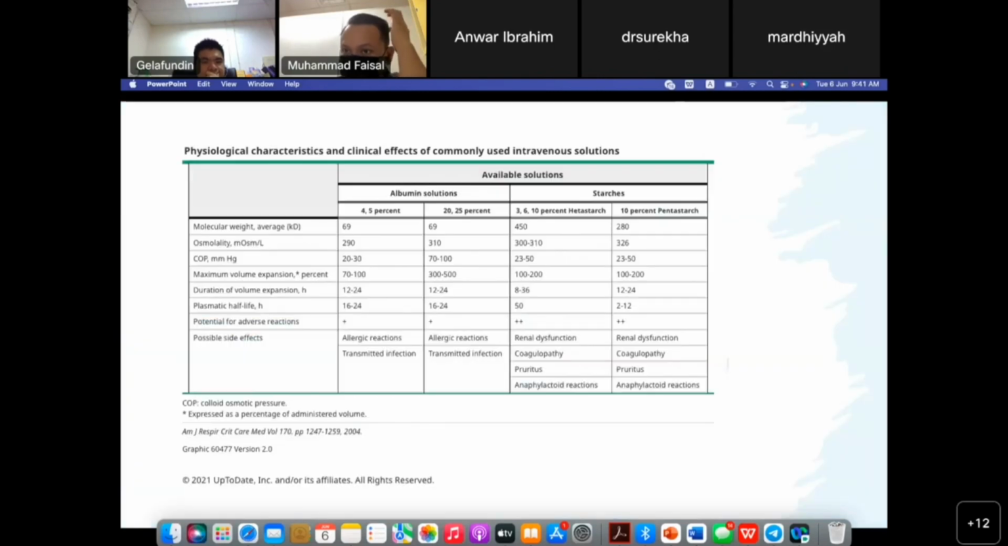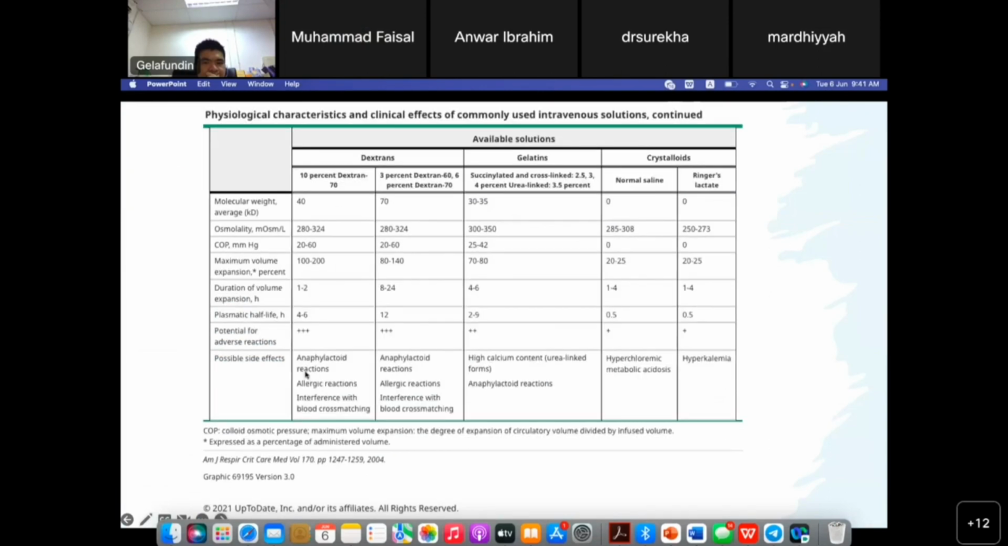Okay, so this is just a table to show the various colloids available and the possible side effects. You can see that albumin solution actually has the least possible side effects compared to other colloids. Other colloids such as starch can lead to renal dysfunction, coagulopathy. Mostly, it can lead to allergic reaction and anaphylactic reaction. So this also, dextran, same. Okay, then gelatin, and then this one, crystalloid.